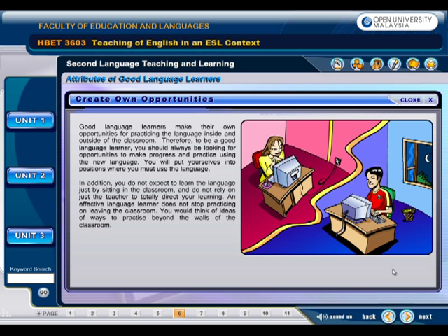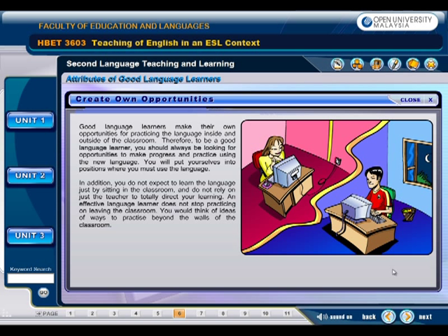Good language learners make their own opportunities for practicing the language inside and outside of the classroom. Therefore, to be a good language learner, you should always be looking for opportunities to make progress and practice using the new language. You will put yourself into positions where you must use the language.